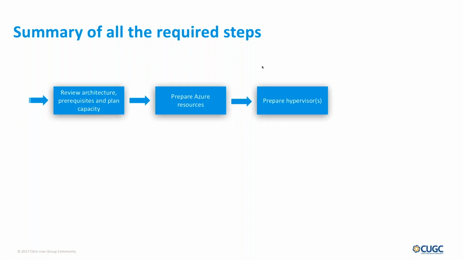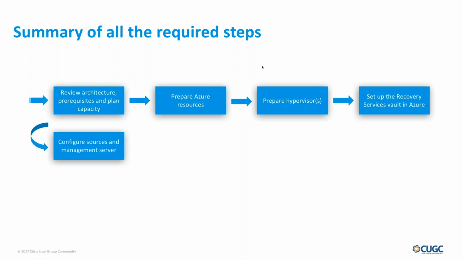Then we need to prepare the hypervisor layer. So we need to make sure that every, for example, VMware vCenter or VMware vSphere ESX server is on the software level that is required, or the Hyper-V level, for example. Then we need to activate the recovery services vault in Microsoft Azure.